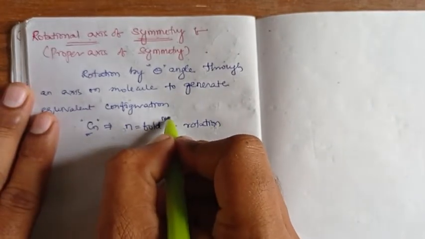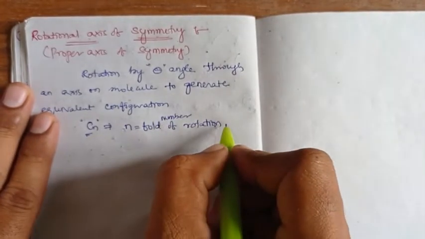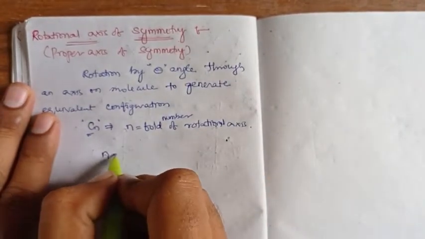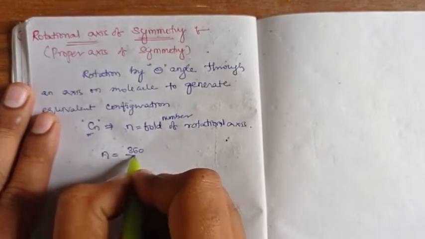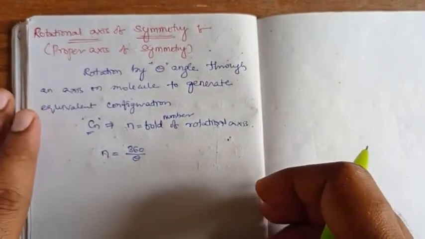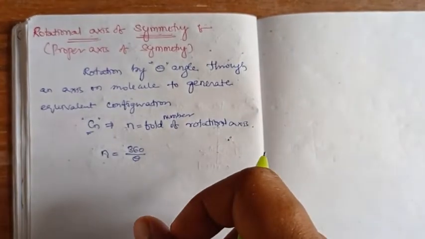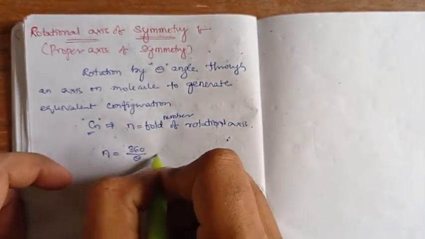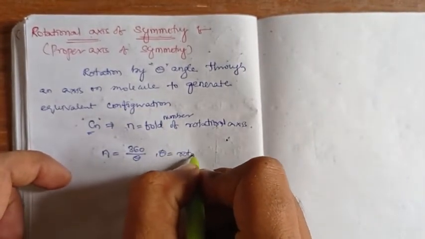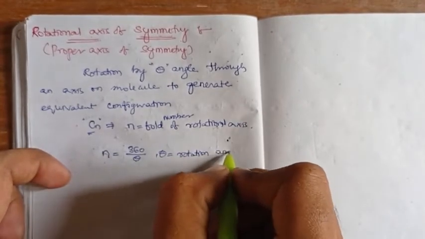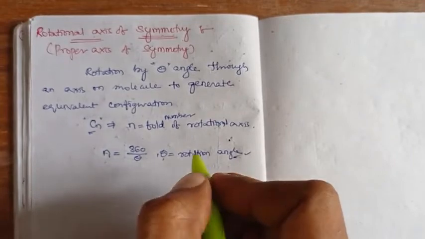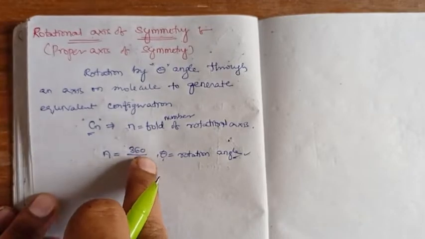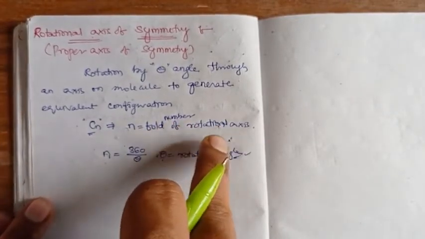fold number of the rotational axis, and it is equal to 360 by theta, right? The fold number n is equal to 360 by theta, where theta is the rotation angle. The degree by which we are rotating the molecule is theta, and dividing 360 degrees by it gives the fold number of the rotational axis.